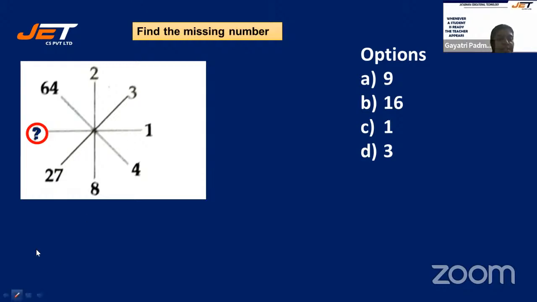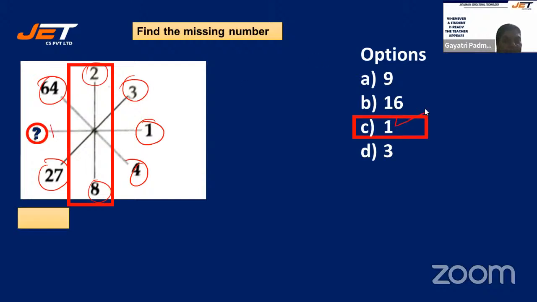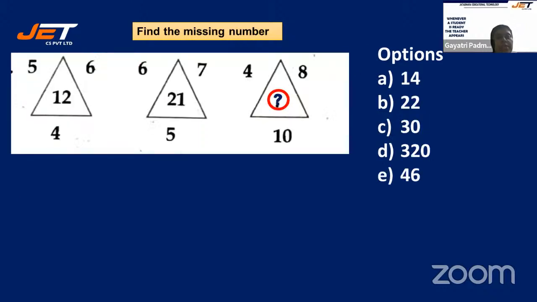Again, a very interesting but a very simple sum. 2 cube is 8. 3 cube is 27. 4 cube is 64. 4 fours are 16. 16 fours are 64. So 1 cube should be 1. So your option must be C. Let's see. Yes, perfect. All right. So in the sum, we are seeing the cube. All right. See the next question.